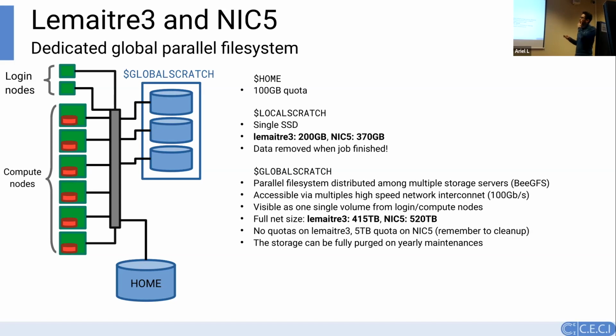In the case of the Lemaitre3 and NIC5, the local scratch areas are not that big. They are SSDs of 200 gigabytes or 370. So take that into account if you're going to use that, and this will be shared among all the jobs running on the node. So we have 24 cores on the NIC3 and 64 on NIC5 complete nodes.